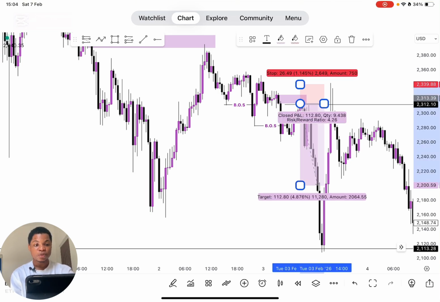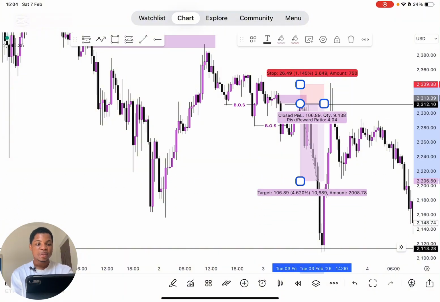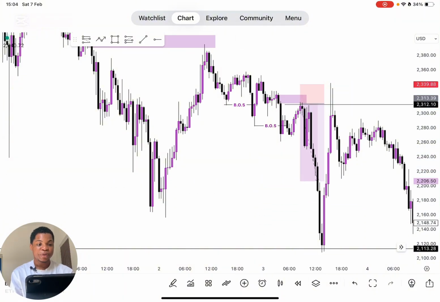I was actually targeting this low, but due to my rule, I said 1:4. That's why I just put it as 1:4. This would have been a very big win for us. Yes, but then it's still what it is.